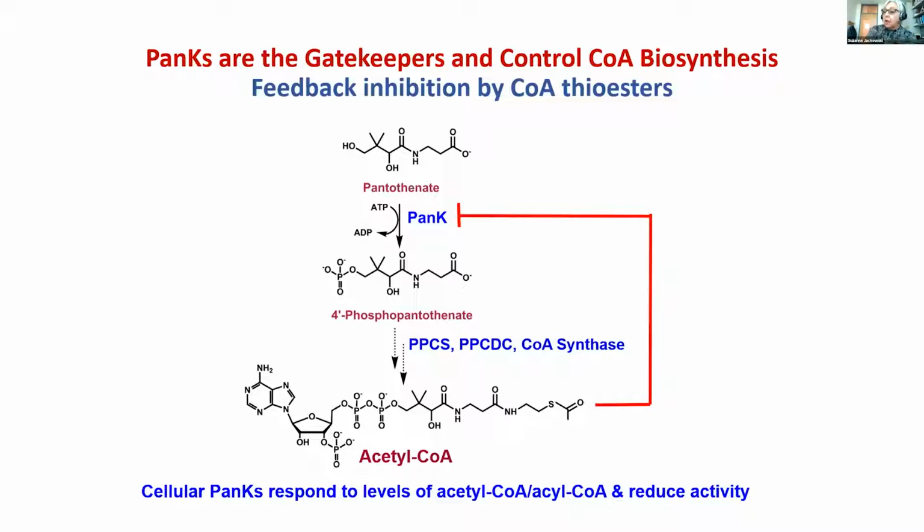Now, acetyl-CoA is the most abundant CoA thioester in the cell, and that's why I've shown it here. And under normal circumstances, about 95% of the PAN-K protein is bound to acetyl-CoA and turned off.